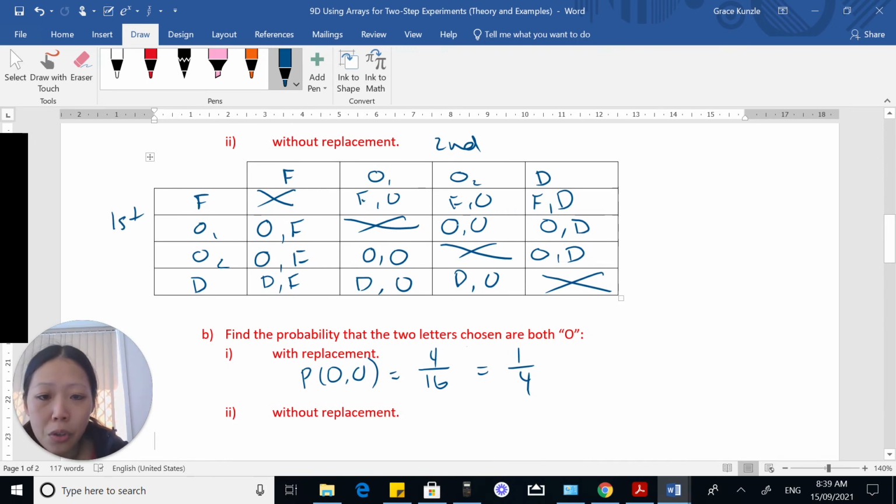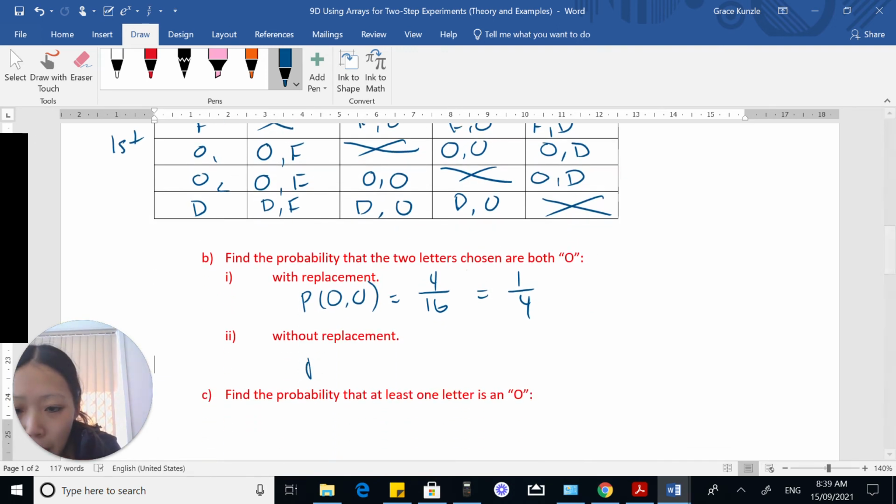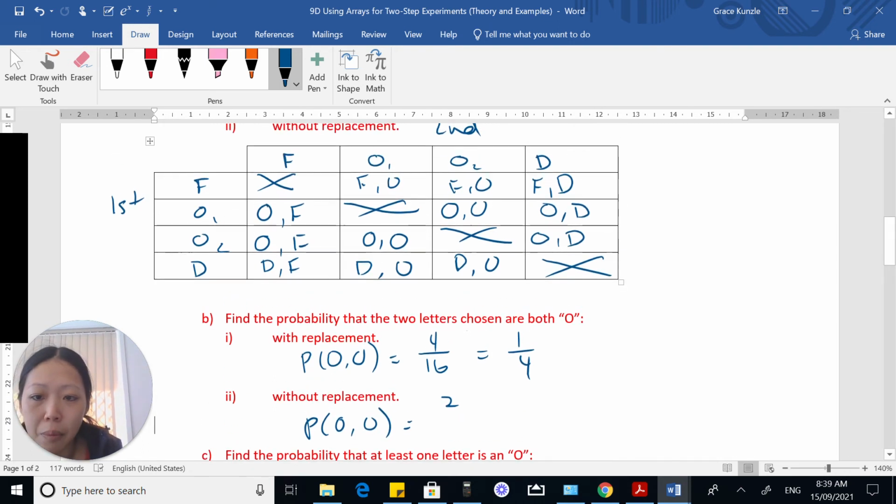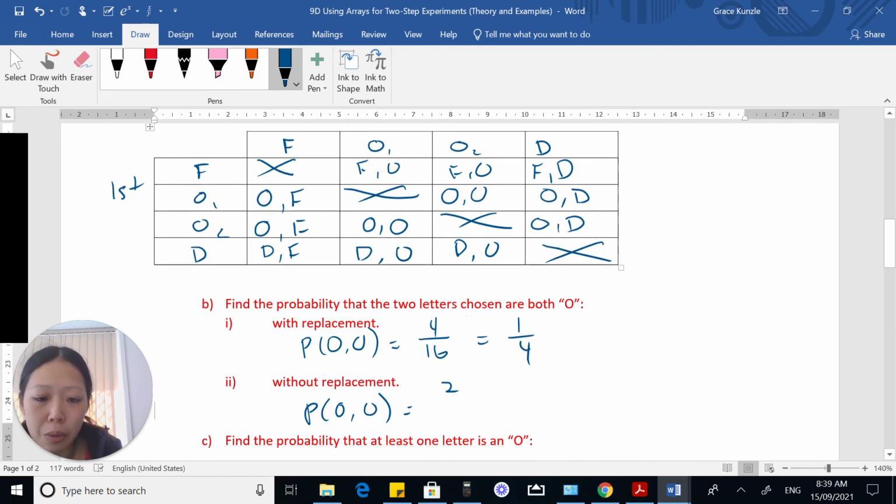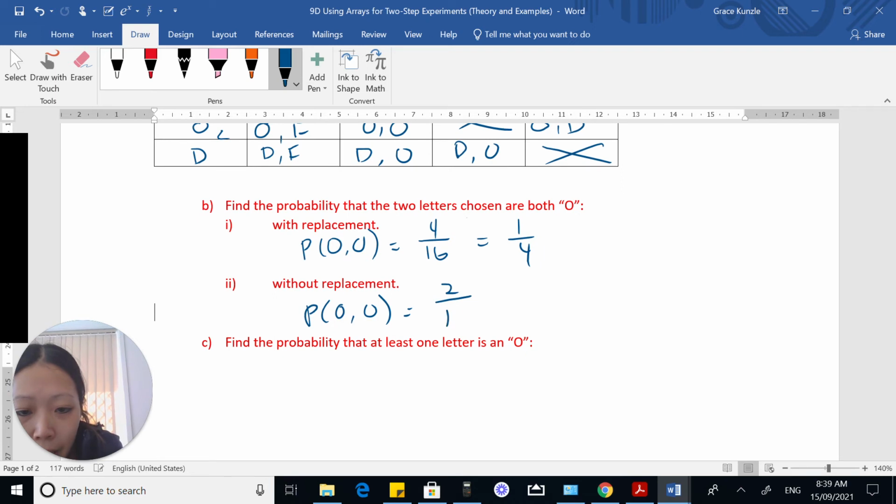Without replacement is this array here. There are 1, 2 that are double O, so P(O, O), where P stands for probability, is 2 out of, let's count, 1, 2, 3, 4, 5, 6, 7, 8, 9, 10, 11, 12. Now, once again, this can be simplified to 1 over 6.